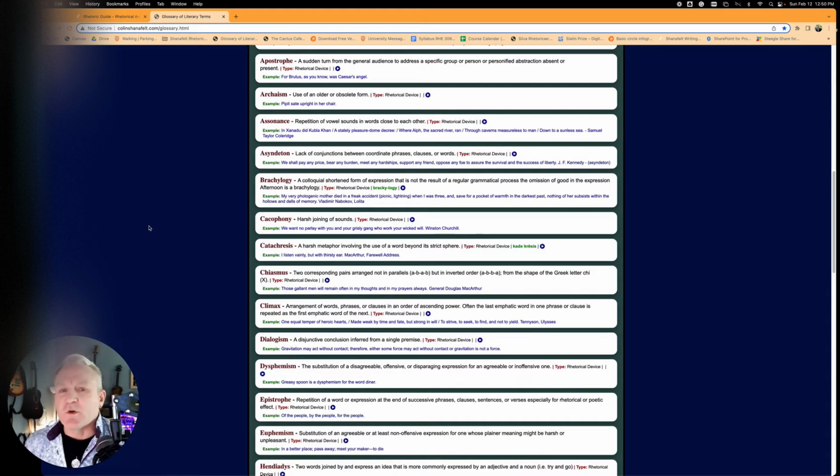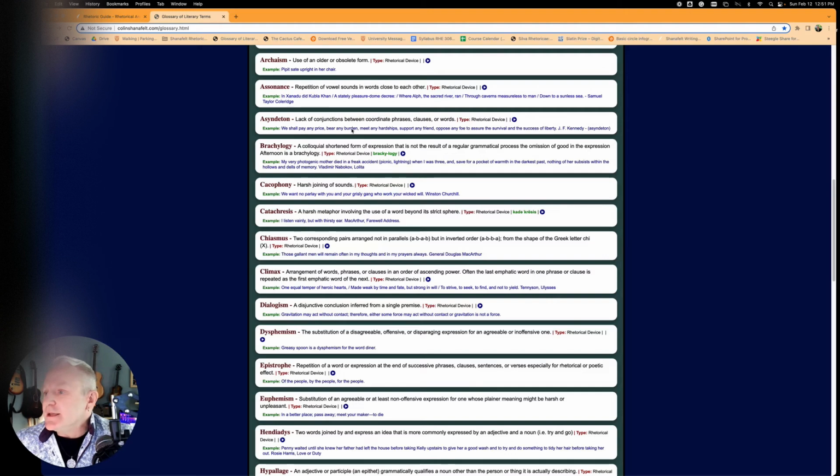Assonance is usually more used in poetic forms, but it is the repetition of vowel sounds. A very famous example is Samuel Taylor Coleridge's Kubla Khan. It goes: "In Xanadu did Kubla Khan a stately pleasure dome decree, where Alph the sacred river ran through caverns measureless to man, down to a sunless sea." So all of those vowels, ah, ooh, ah, ooh.